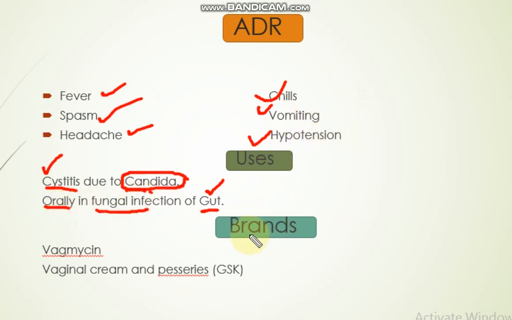The next topic is brands. Amphotericin B is available in the market under the name Vicmycin, a vaginal cream or pessary, a product of GSK. So this is all about amphotericin B.